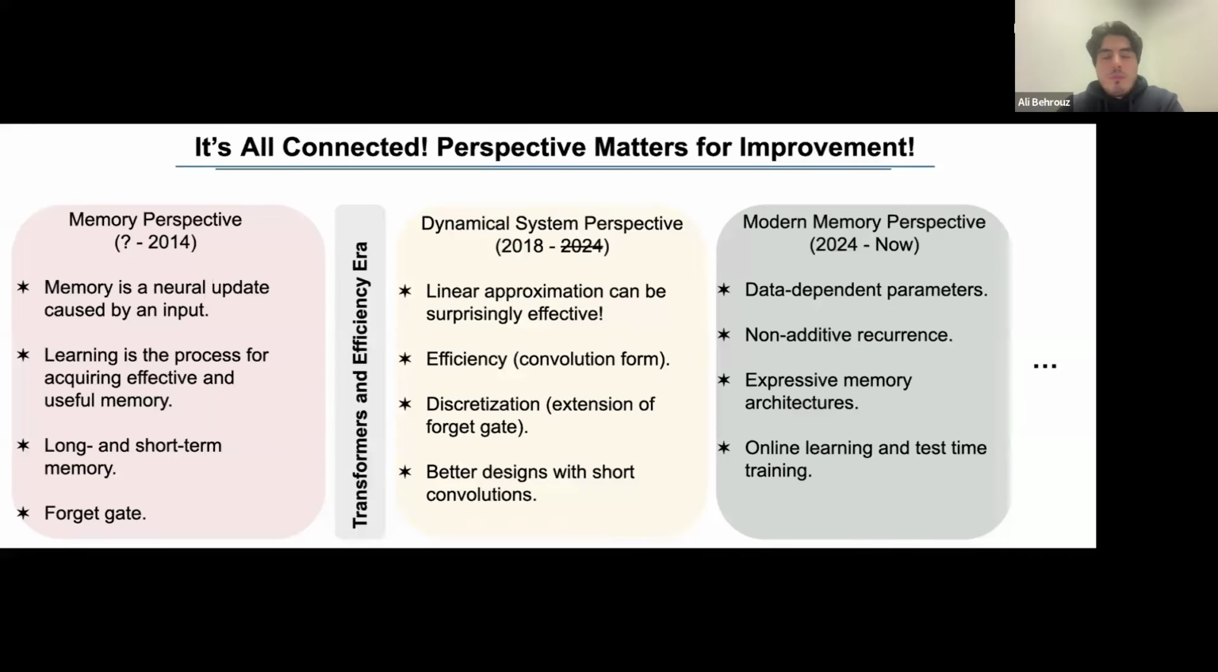So I will review some of the important perspectives of the past years. Traditional architectures like LSTM, GRU, and nonlinear RNNs are all based on this memory perspective. The model is based on one assumption: memory is a neural update caused by an input. Then we define the learning process as a process of acquiring effective and useful memory. That's how we want to design our deep learning architecture.